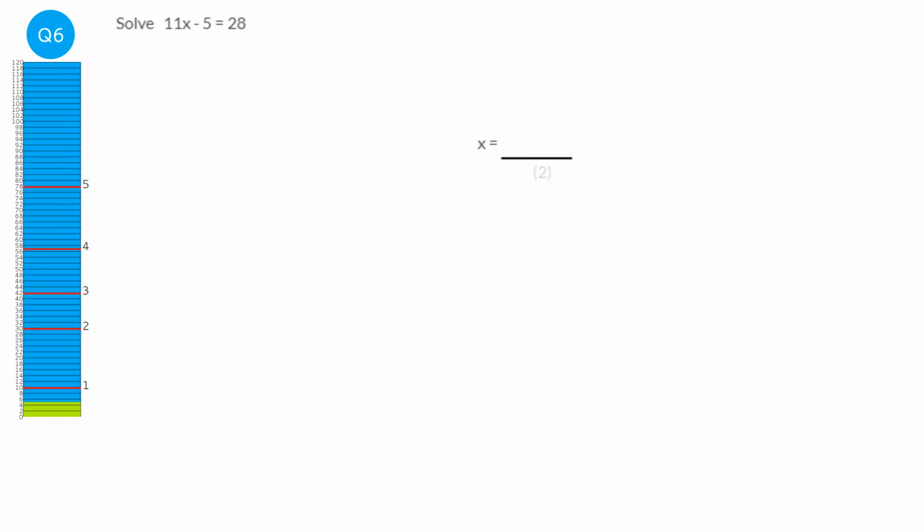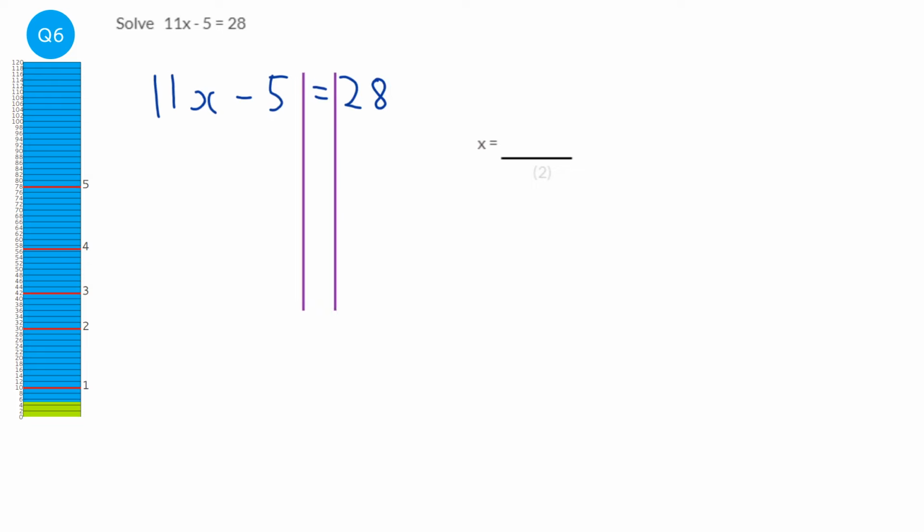To solve this, I'm going to first of all write out the question just to make it a bit bigger. First thing we do is put in our solving lines, a set of lines to the left and the right of the equals. What we need to do is get the x on its own. Looking around, there's this 11 we want to get rid of, and this take away 5 we want to get rid of. Always get rid of the plus or the take away first. So we're going to focus on this minus 5. We've got to figure out what is the opposite, the inverse of take away 5. Well, the inverse is going to be plus 5.